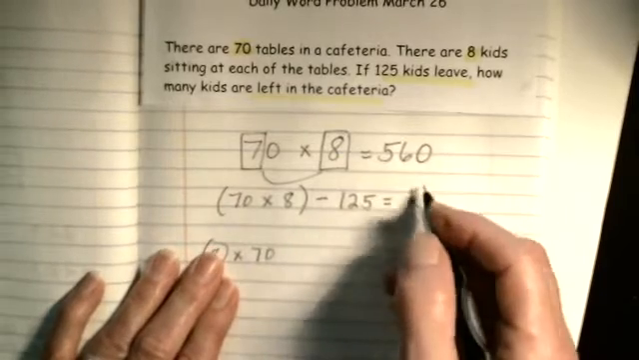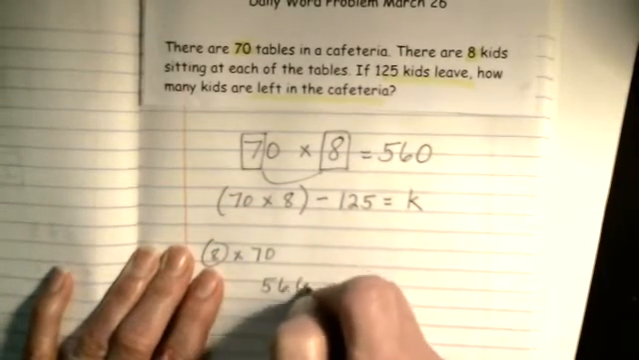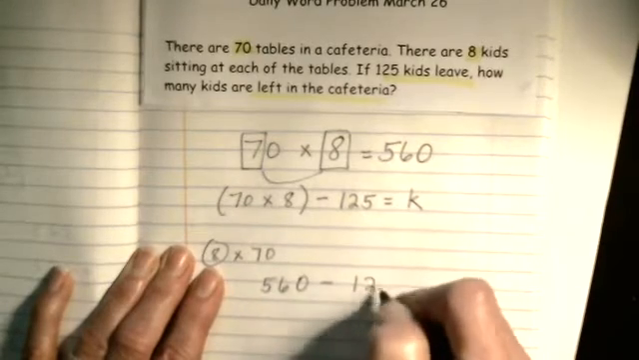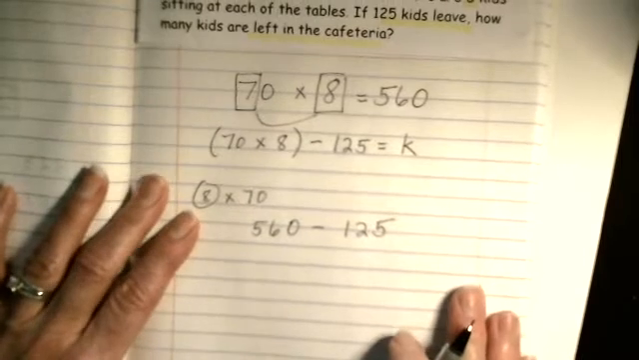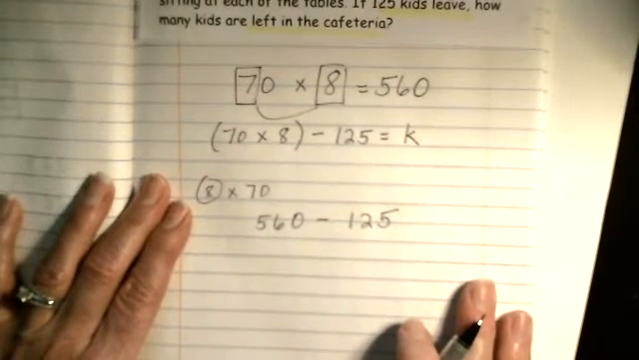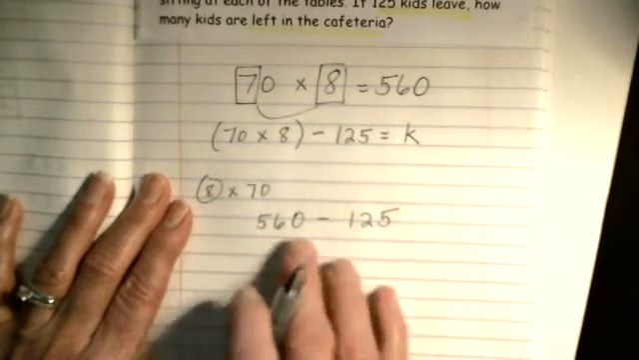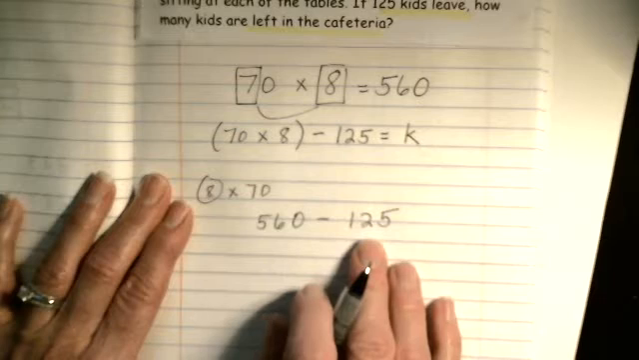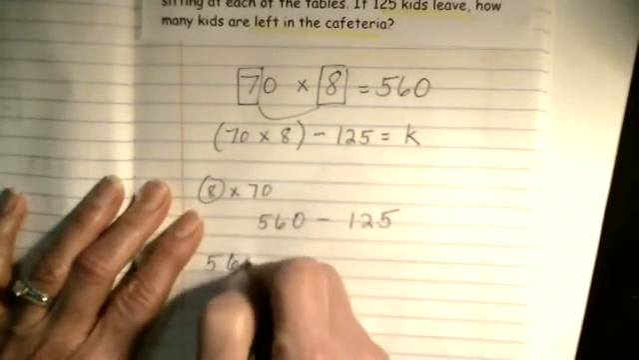All right, so now I have 560 minus 125. Now I know that a lot of the time I use the open number line. I could use it for this too, to find the difference between these two, what's going to be left. Let's try something different though. Let's do the place value, just because we haven't done that in a while.